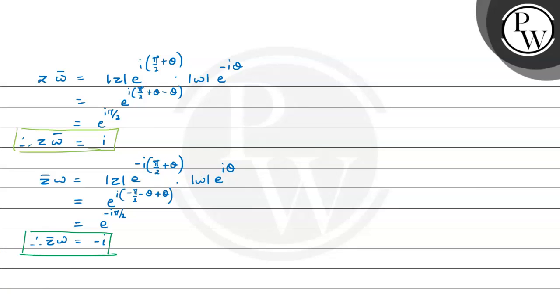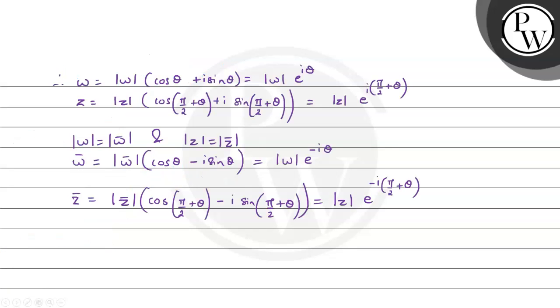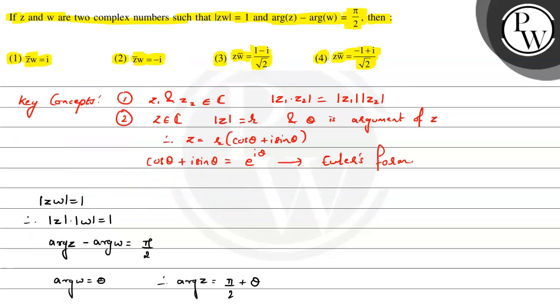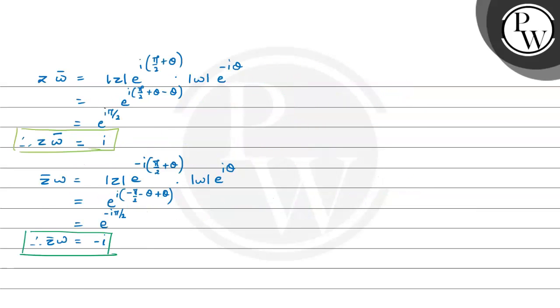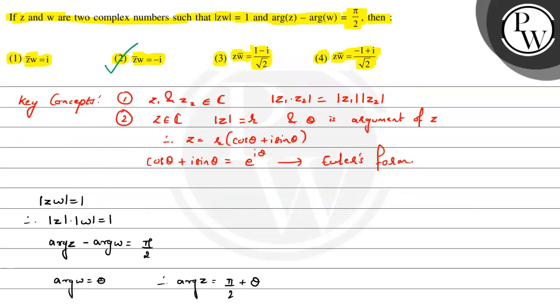This is our answer. Now let's check the options. Among the options, option 2, z conjugate times w is equal to minus I, is the right answer. Option 1 is incorrect, option 3 is incorrect, and option 4 is also incorrect. So this is our correct answer, option 2, z conjugate times w is equal to minus I.